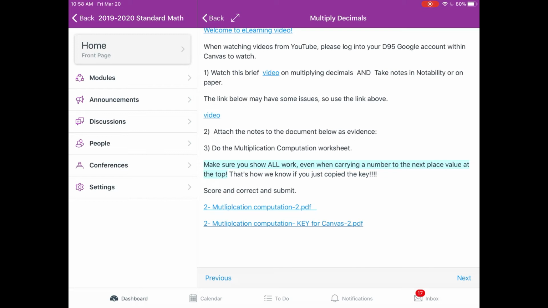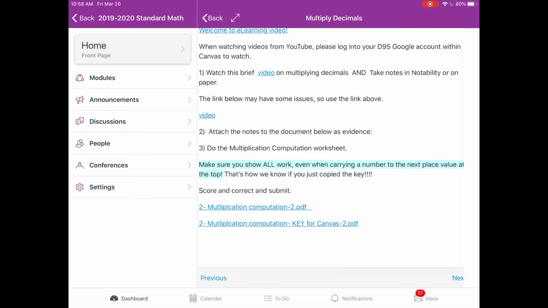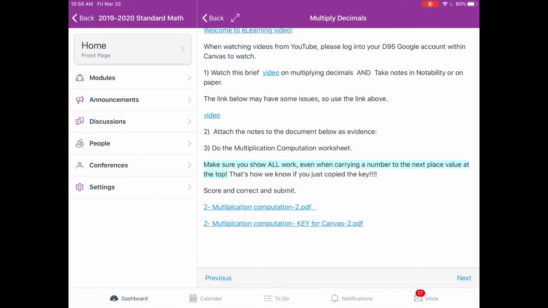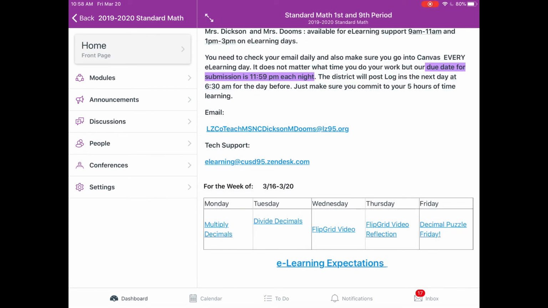It was our first day. There were lots of glitches our first day. Then they had to do a multiplication computation worksheet and score that and correct and submit. So for an example, this is what the worksheet looked like. Okay, and then Tuesday, they learned about dividing decimals again, reviewed that, and had to do some problems.